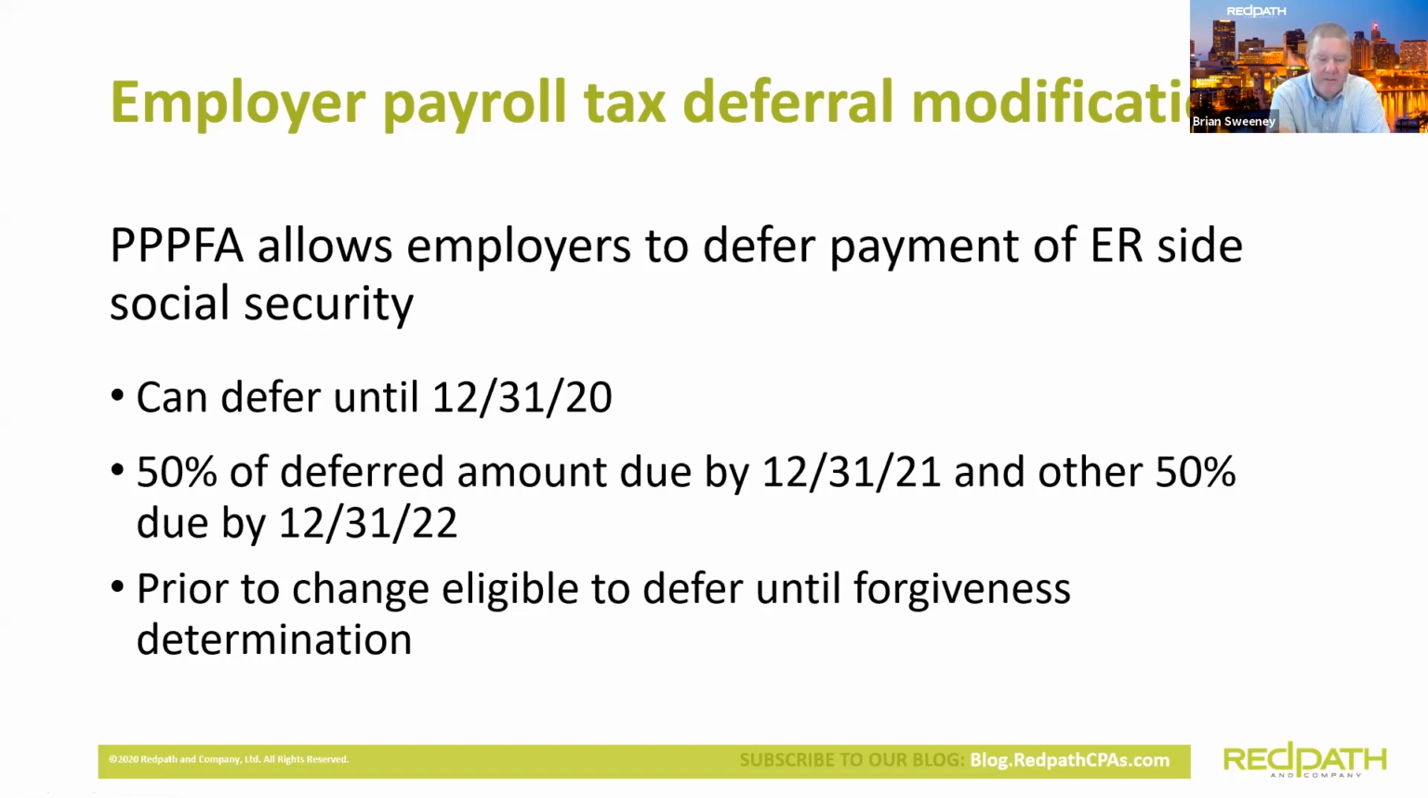Even if you got PPP, you were able to defer up to the date of your forgiveness. PPPFA, the Flexibility Act, cleared that up and said, no, forget it. We're going to allow you to defer regardless of whether you got PPP or not. Defer your employer side of your Social Security payments up until 12/31/20. Half of that would be due by the end of 2021, and the other half by the end of 2022. Right, okay. And just like under prior law, the deferral period started at March 27th. So basically, from March 27th to 12/31, you should be able to defer. Right.